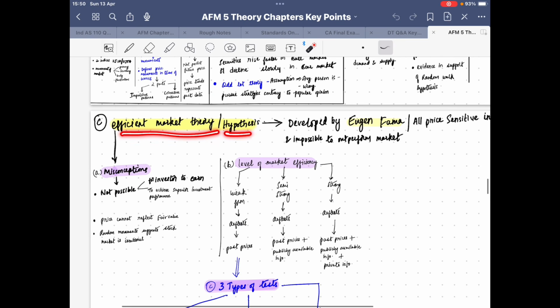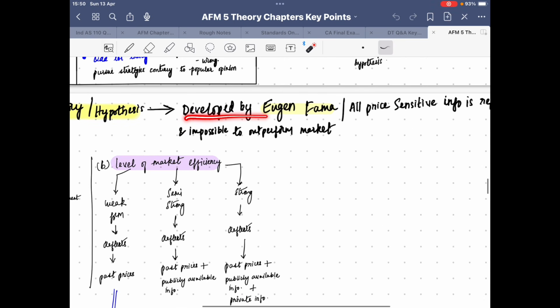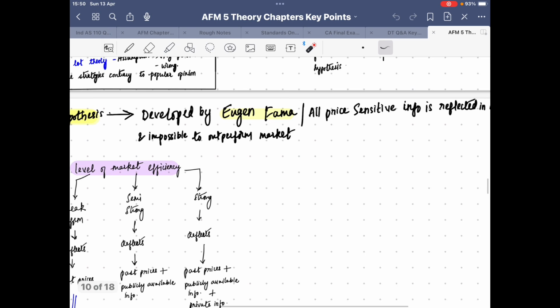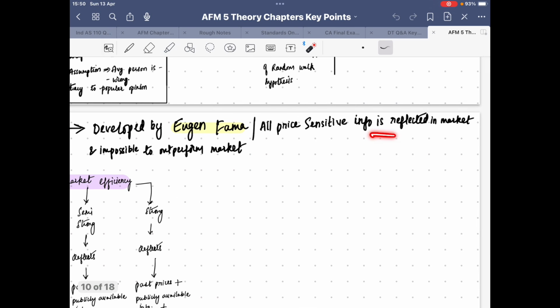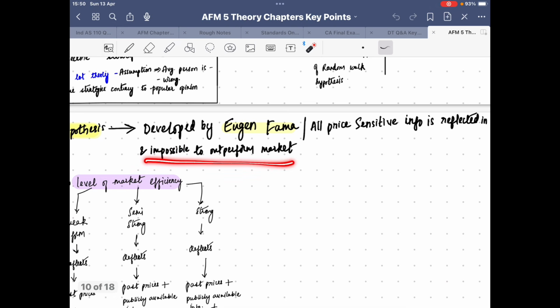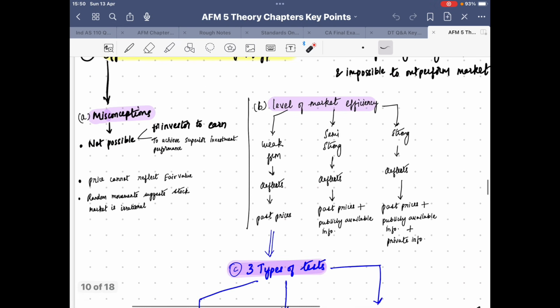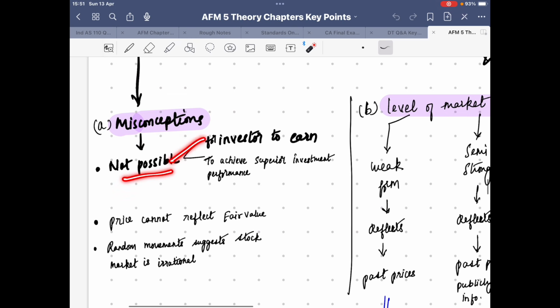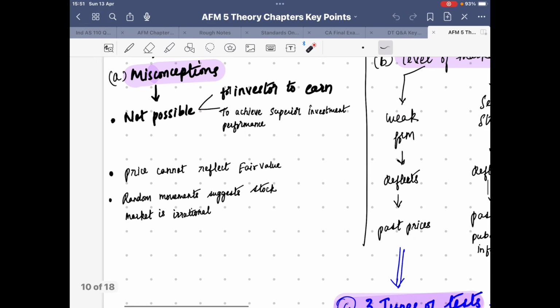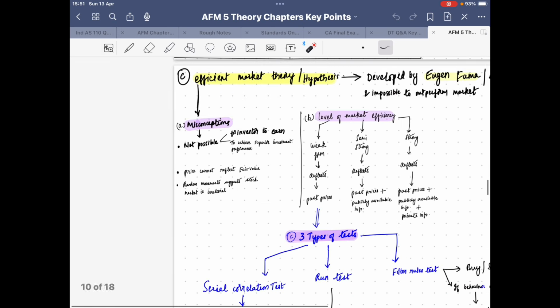Efficient market theory or hypothesis developed by Eugene Fama. All price sensitive information is reflected in market and impossible to outperform market. Coming to the misconceptions. It is not possible for investor to achieve superior investment performance. Price cannot reflect fair value. Random movements suggest stock market is irrational.